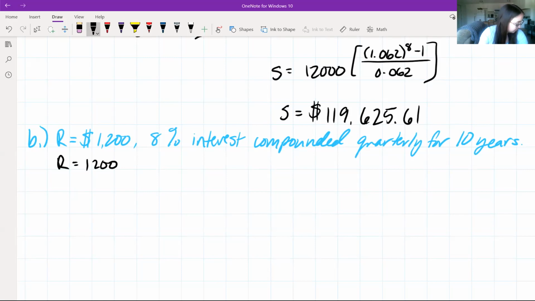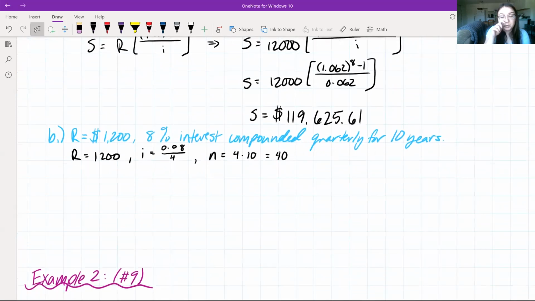So we have R equal to 1,200. I is equal to, at 8%, 0.08 in decimal form. And we have that being compounded quarterly, so we need to remember to divide by 4. Then we have compounded quarterly for 10 years, so N is the times per period times the number of years. So we get that N is going to be equal to 40.